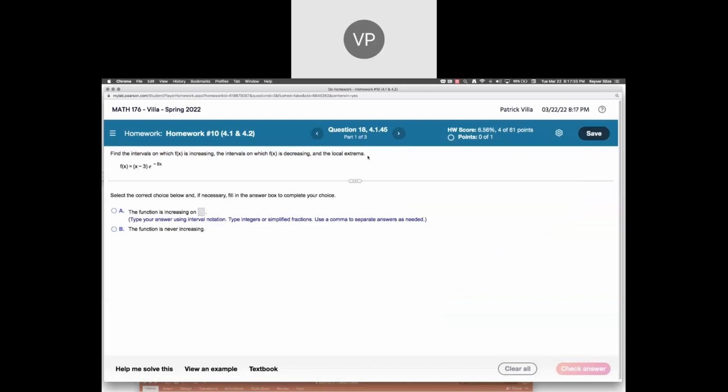Okay, so now, where are we at? Number 19. Find the intervals in which the function is increasing, decreasing. Same thing, but it's a different graph, a different equation. So we have f of x equals 9 plus 8x minus x squared.